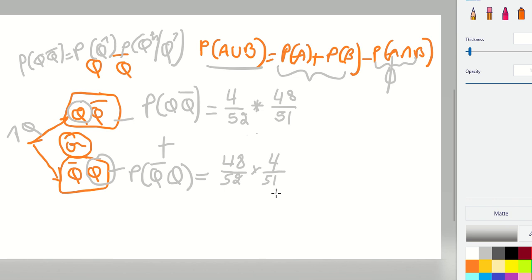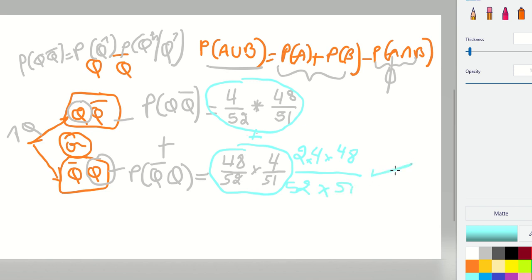Okay, so what you hopefully noticed by doing this exercise is that this and this are exactly the same. So when you add them up together, you can just multiply by 2. So you can say 2 times 4 times 48 divided by 52 times 51. That is the answer for the probability we're looking for.